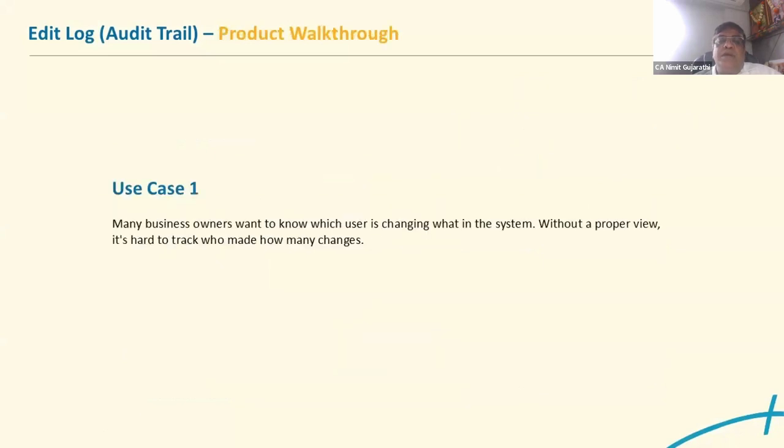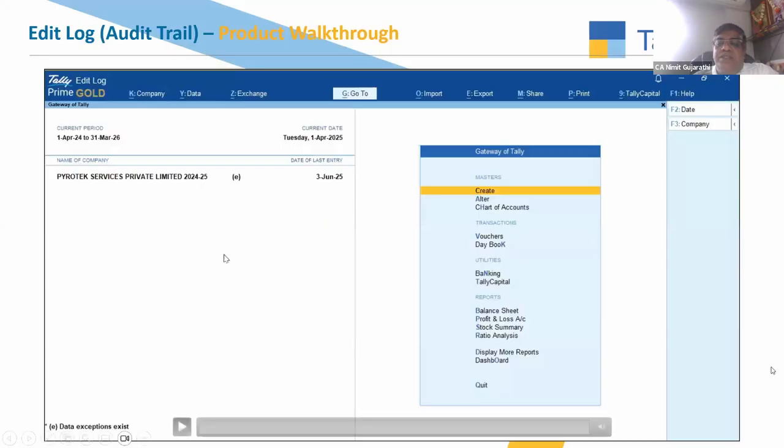Okay. So we have created a use case where a business owner wants to see how the different vouchers are tracked or how the different vouchers are modified, whether they are modified or not, or how many times the changes have happened. So this is the walkthrough.